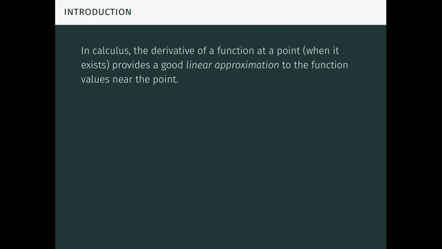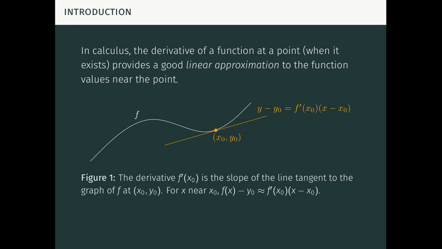So we recall that in calculus, the derivative of a function at a point, when it exists, provides a good linear approximation to the function values near the point. To illustrate this, we've drawn here the graph of a function f, and a point x0, y0 on this graph. And in orange, we've drawn the line tangent to f at x0, y0. The equation of this line is just y minus y0 is equal to f prime at x0 times the quantity x minus x0. Of course, f prime at x0 is just the derivative of f at x0. So this derivative gives the slope of the tangent line.